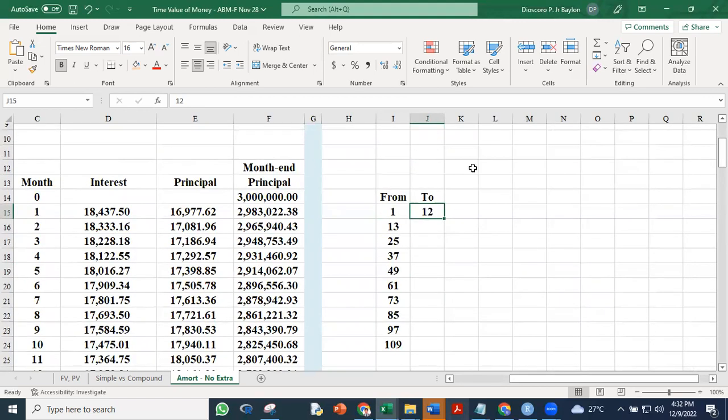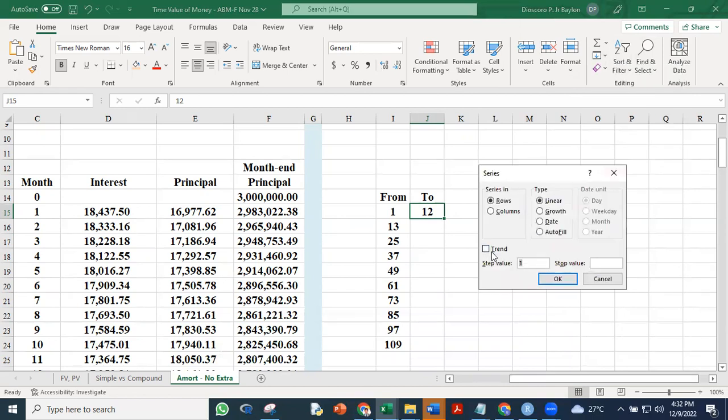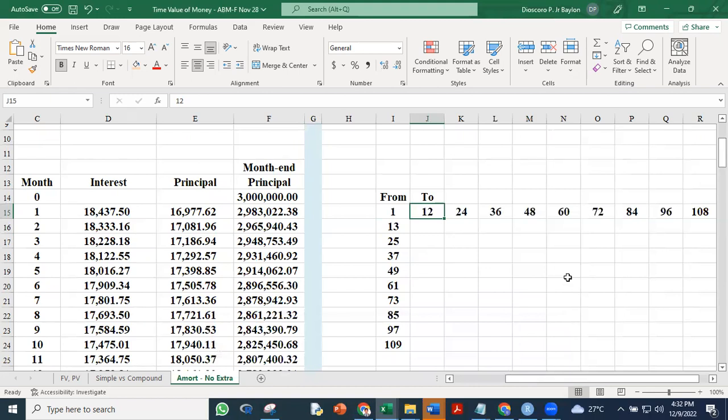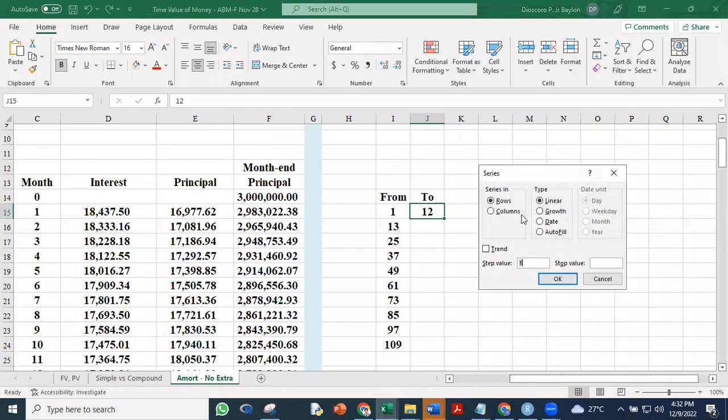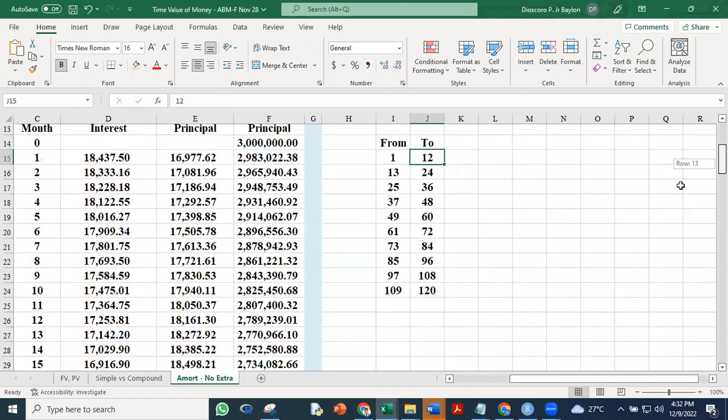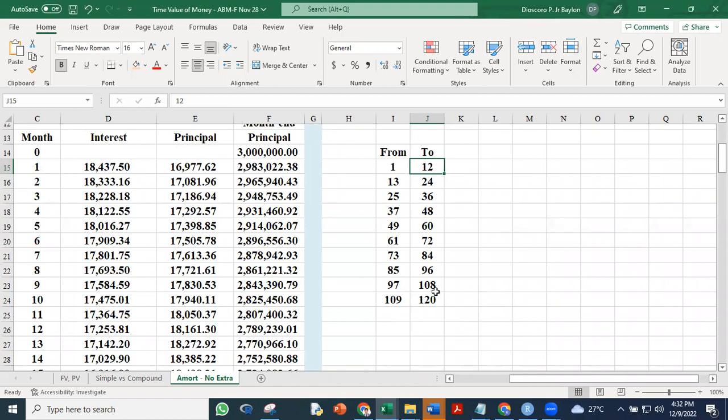And then here also, you can just add 12, or we can also use the series. Step value is also 12, and then up to 120. Oh, sorry. Forgot to put here series column 12 up to 120. So it's increments of 12 and the last value is 120. Okay, so you can see here, these are now the increments of 97 to 108. That's year, right? This is year 1, 2. Okay, 10 years, and these are the months.